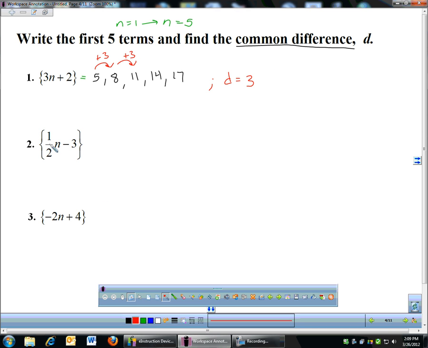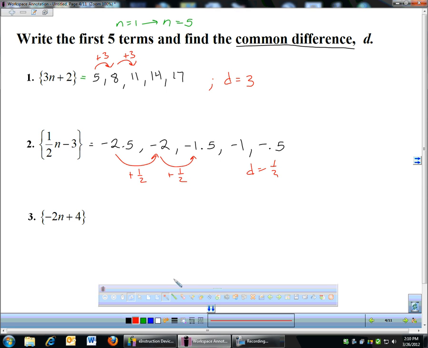If you look at this one, this is going to be a little bit uglier because there are fractions. Half of 1 is 0.5. 0.5 minus 3 is negative 2.5. Half of 2 is 1. 1 minus 3 is negative 2. Half of 3 is 1.5 minus 3 is negative 1.5. Half of 4 is 2 minus 3 is negative 1. Half of 5 is 2.5 minus 3 is negative 0.5. Those are my first 5 terms. And if you look at that, I am increasing each time, adding 1/2 each time. So there's my difference. d is 1/2.